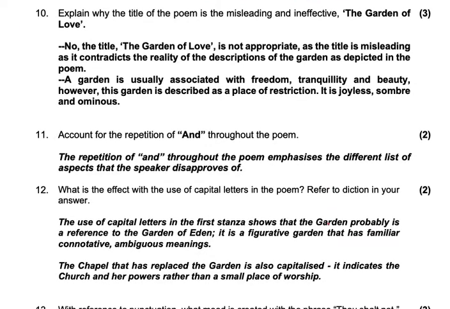Explain why the title of the poem is misleading and ineffective. The title of the poem, The Garden of Love, is not appropriate as the title is misleading, as it contradicts the reality of the descriptions of the garden as depicted in the poem. A garden is usually associated with freedom, tranquility, and beauty. However, this garden is described as a place of restriction. It is joyless, somber, and ominous.